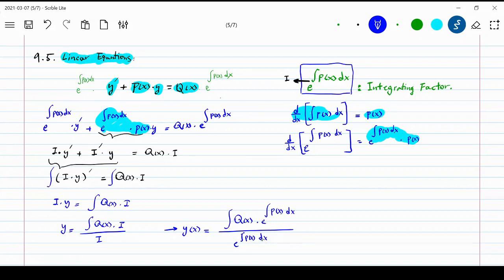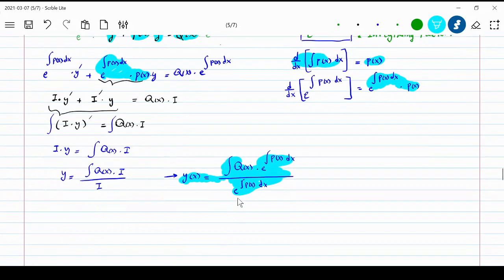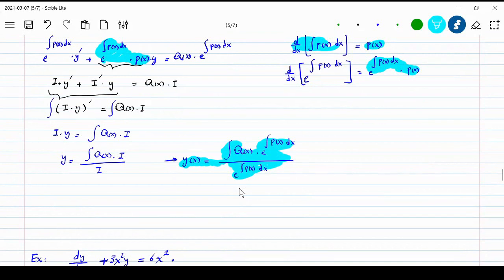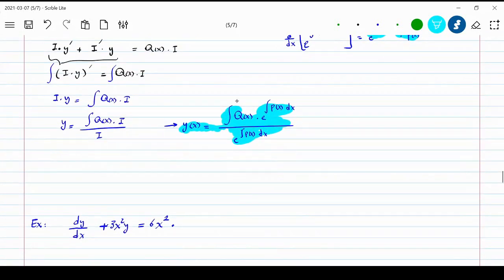You don't need to memorize the formula. You can go through step by step and always calculate this. But if you know the formula, you can always use it to calculate the result of a linear equation. What you need to figure out is first the integral of p of x dx, then replace it in this equation and calculate the integral of q of x times the e to the power. I'm going to show you both ways, using the formula or going back through the steps.